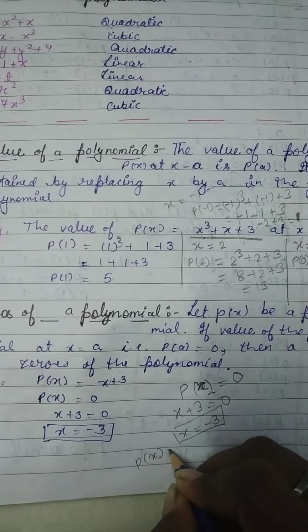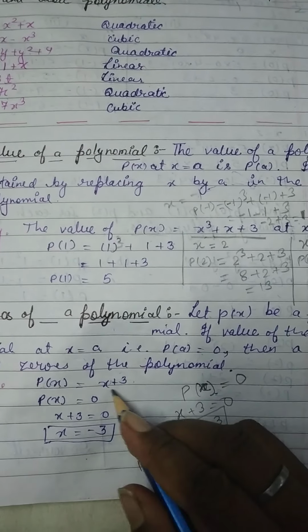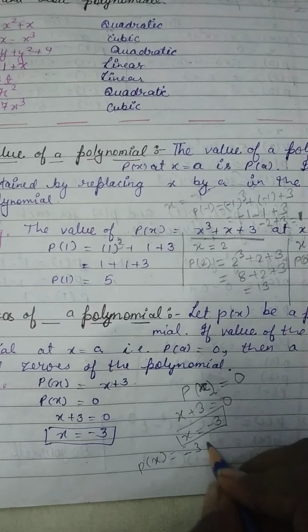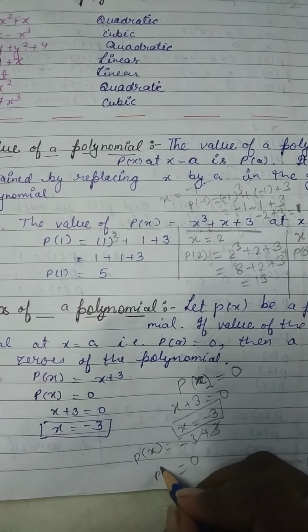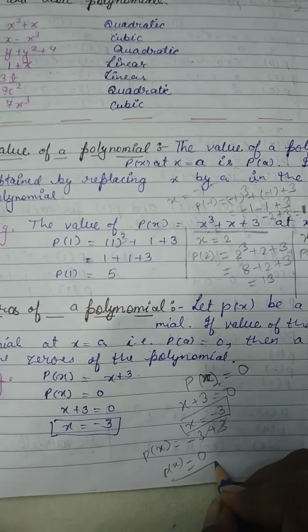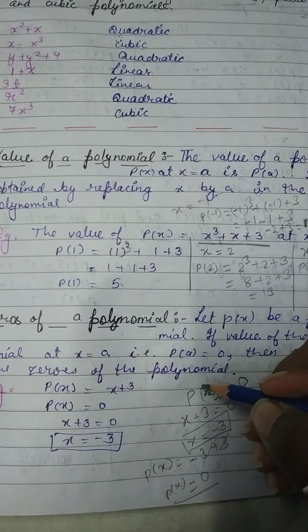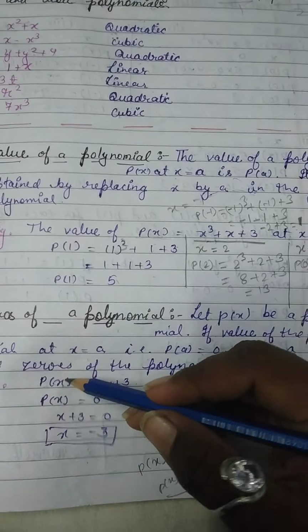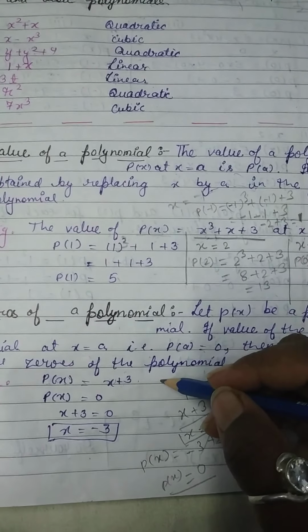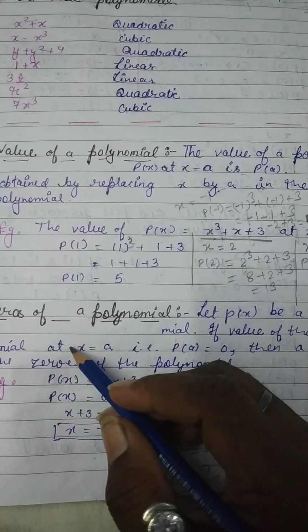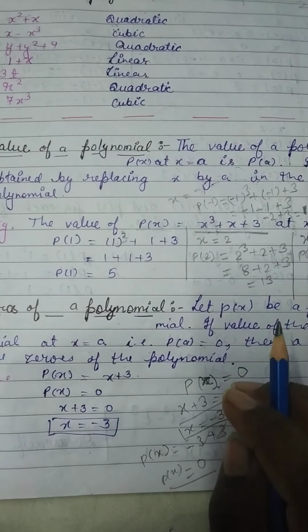Let's see. X is equal to minus 3 and this is plus 3. These cancel and p(x) is equal to 0. It means the value at which our p(x) becomes 0, that is, the value of x at which p(x) becomes 0, is the zero of the polynomial.